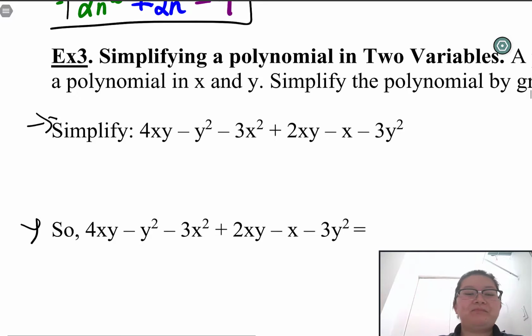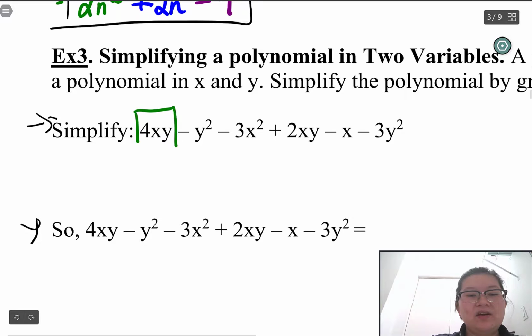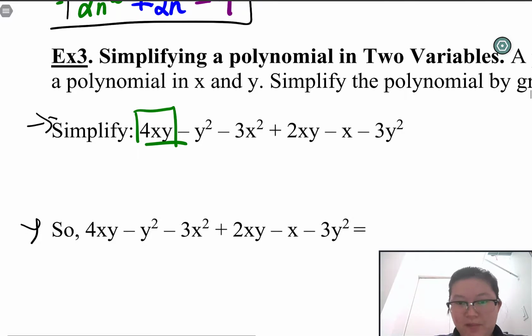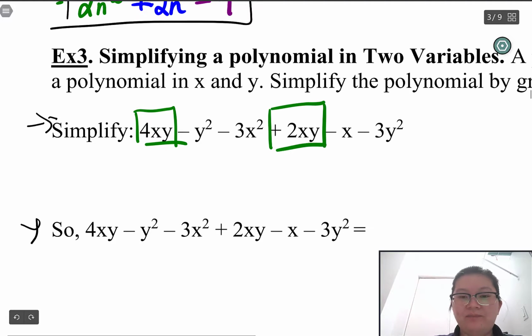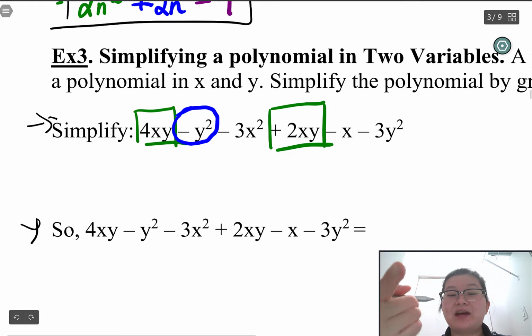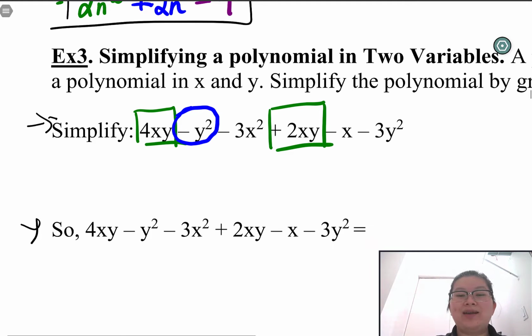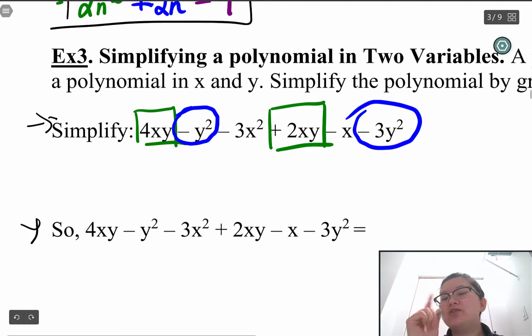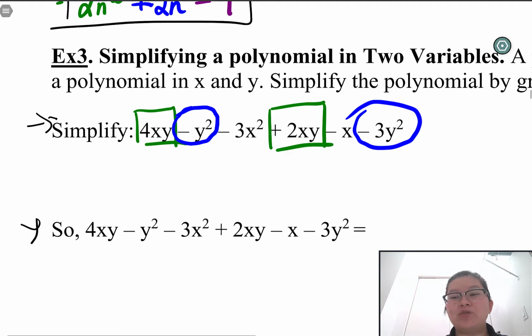So let's begin. Let's take a look at the first term here, which is xy. So I'm going to box that and find another term that looks the same. I have xy here, 2xy. The next one I have is y squared. When I include this term, I have to include the negative sign as well. So I have negative y squared here, and going along the sentence, I have another y squared, but this is negative 3y squared. So I'm also circling that negative to be part of that as well.